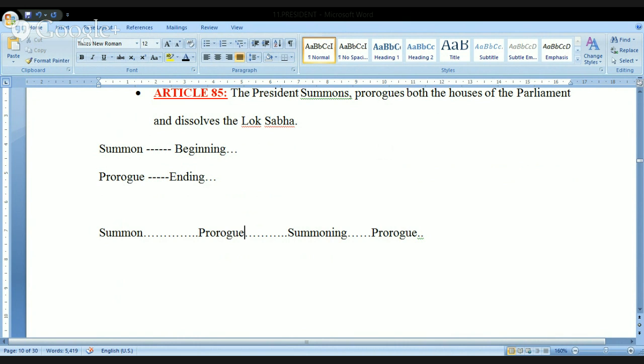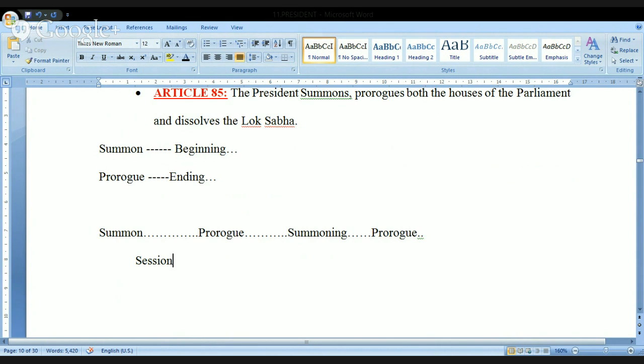Okay. Now I would like to tell you one important word with respect to the so-called prorogue. With respect to the word session. Whenever I am using the word session, what is the meaning of this? It is very, very simple. Session is nothing but number of days. Number of days between summon and prorogue. This is called session for me. Hopefully I'm clear. The number of days between summon and prorogue is called session.